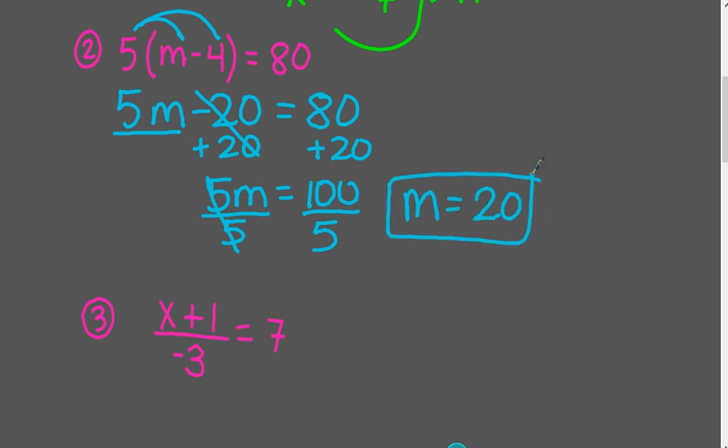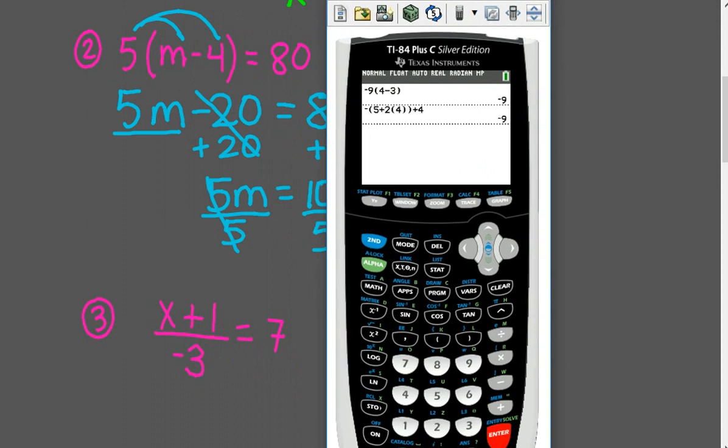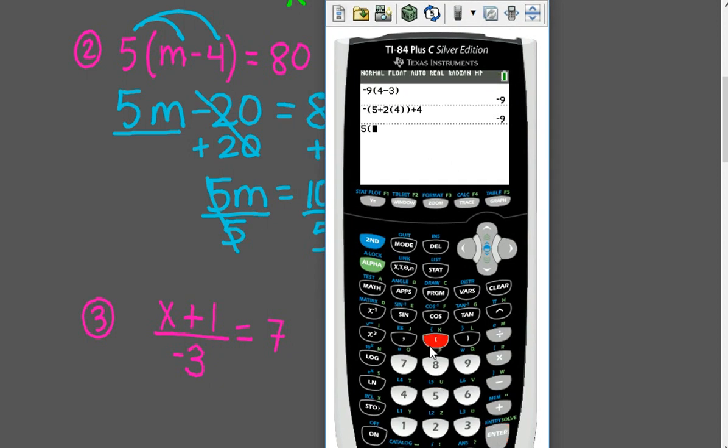Again, I'm not going to be lazy. I'm going to plug it back in really quick. Grab my calculator. I got m equals 20, so I have 5 times 20 minus 20. Again, all I did was replace my m with a 20. And if I hit enter, it should equal 80, right? Should equal 80, and in which case it does, so I'm good to go there. 2 for 2.